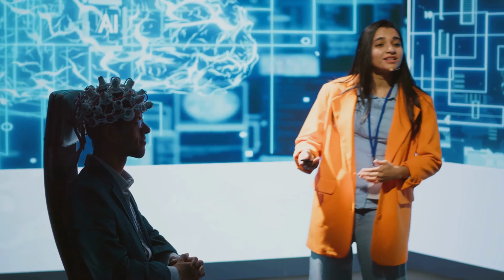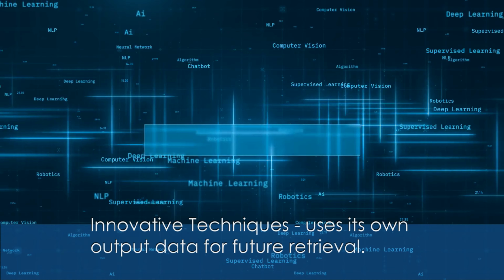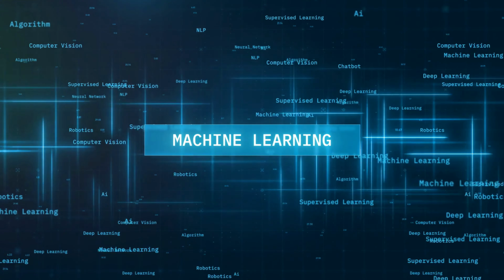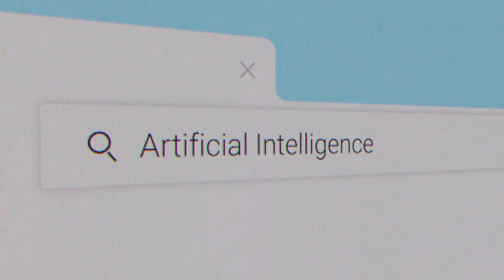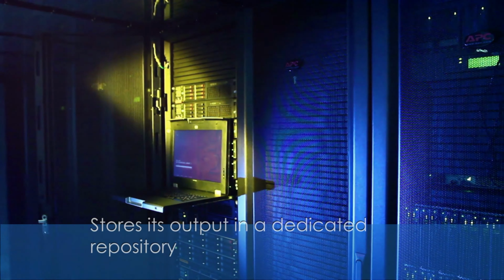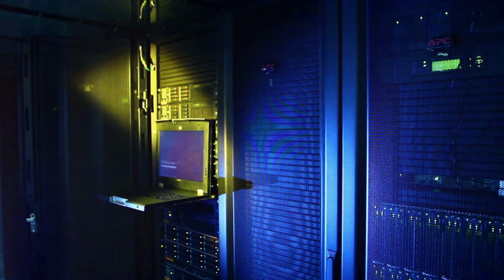Last but definitely not least, we have SelfRAG. This innovative technique allows the model to improve itself over time by using its own outputs as new data points for future retrieval. In SelfRAG, the AI starts by retrieving information and generating a response like usual. But here's where it gets interesting. It stores its own generated responses in a dedicated repository.